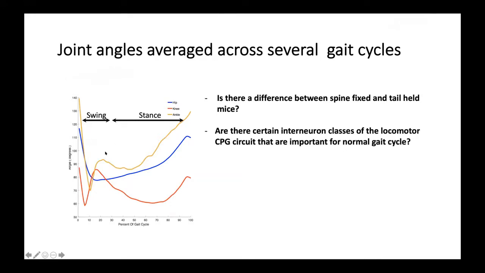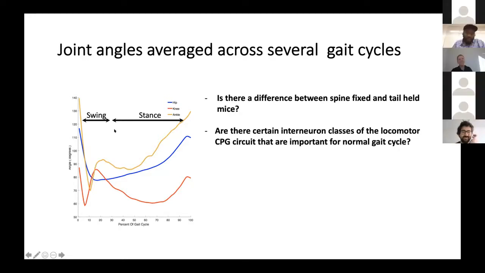A typical mouse gait actually has a swing and stance phase. On the initial swing phase, we see a different change of angles versus the stance phase, where the mouse has its foot on the plantar surface of the treadmill.